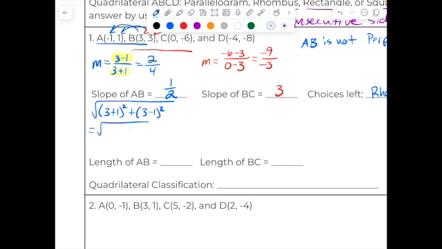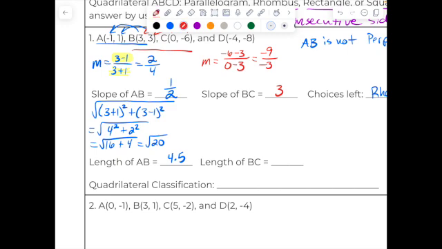So to start simplifying this, the first parentheses, 3 plus 1 is 4. And the second parentheses, 3 minus 1 is 2. Then I have to square each of those. 4 squared is 16. 2 squared is 4. And then add them together. And that gives us the square root of 20. The square root of 20 is about 4.5.